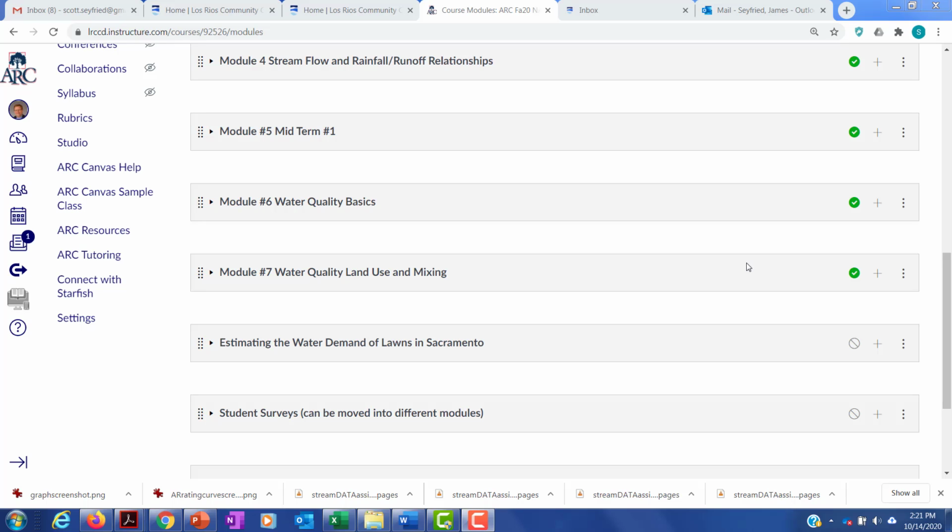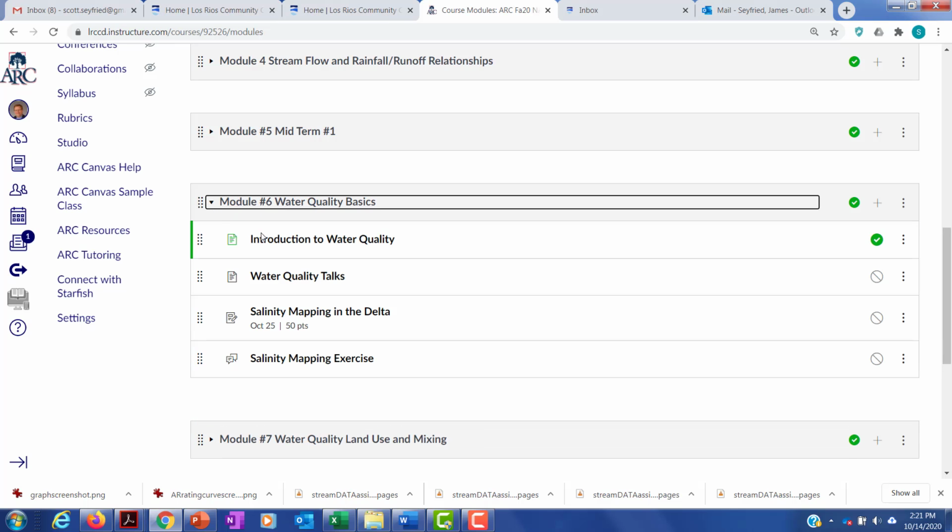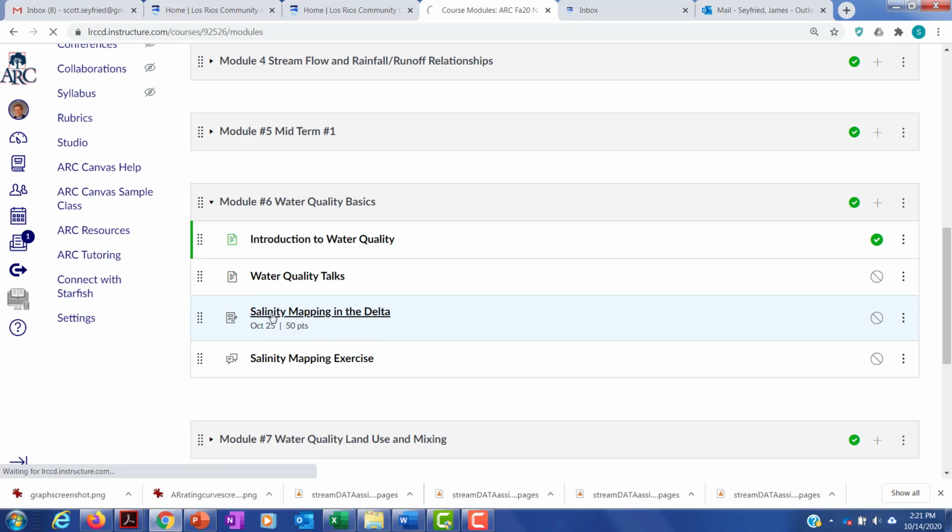Well, hello, NATR 346. This is a quick talk to introduce you to a homework assignment mapping exercise. We're going to be mapping salinity of surface water quality in the Delta region. In Module 6, Water Quality Basics, you'll see there's an introduction to water quality and some 3 talks that are important to go over prior to doing this exercise. But here we have the homework assignment, salinity mapping in the Delta.